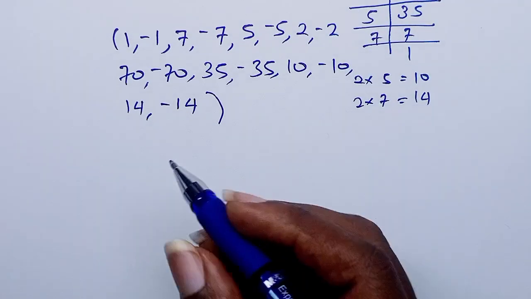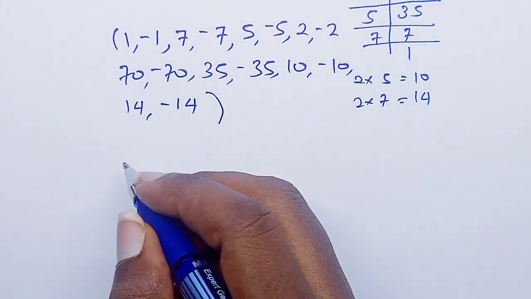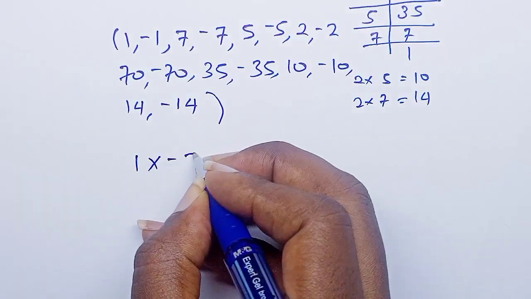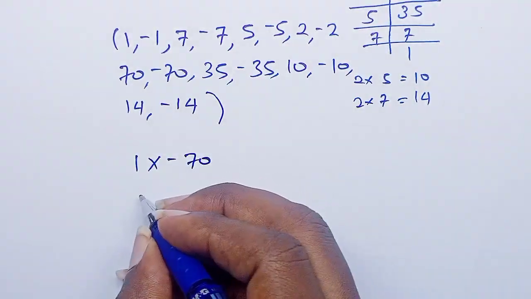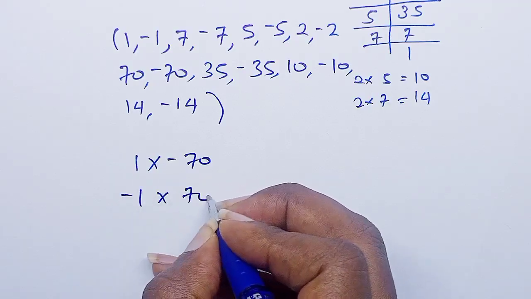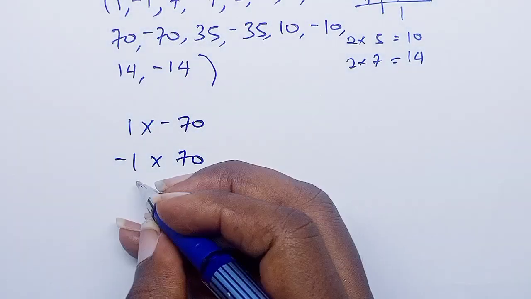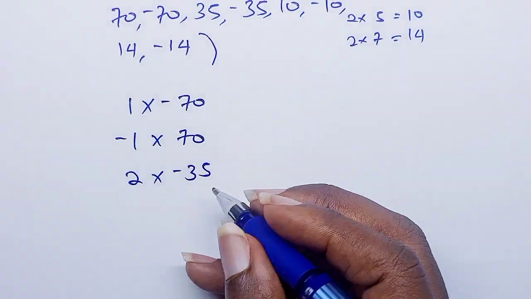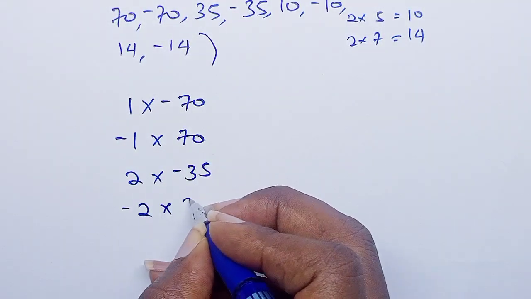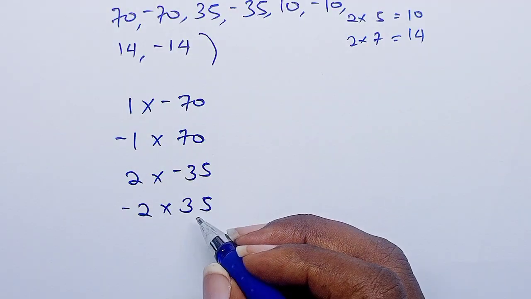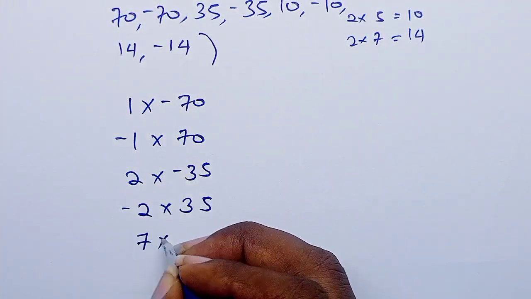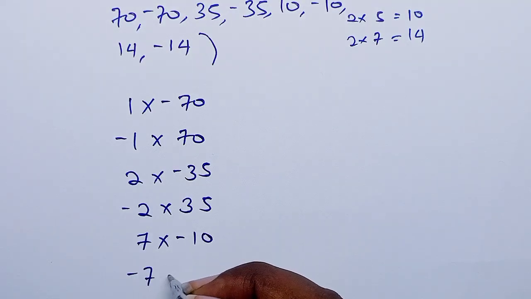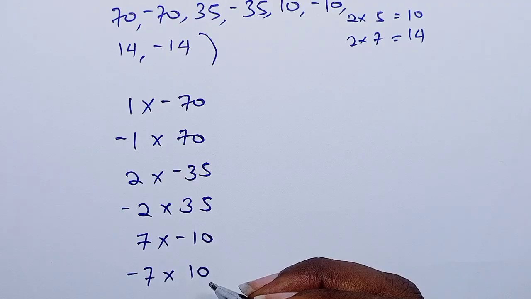Now firstly, we need to identify the two values that when you multiply them, you get negative 70 before we get the one of adding. So let's get the ones that multiply to negative 70. 1 times negative 70 gives negative 70. Negative 1 times 70 gives negative 70. 2 times negative 35 gives negative 70. Negative 2 times 35 gives negative 70. 7 times negative 10 gives negative 70. And negative 7 times 10 gives negative 70.